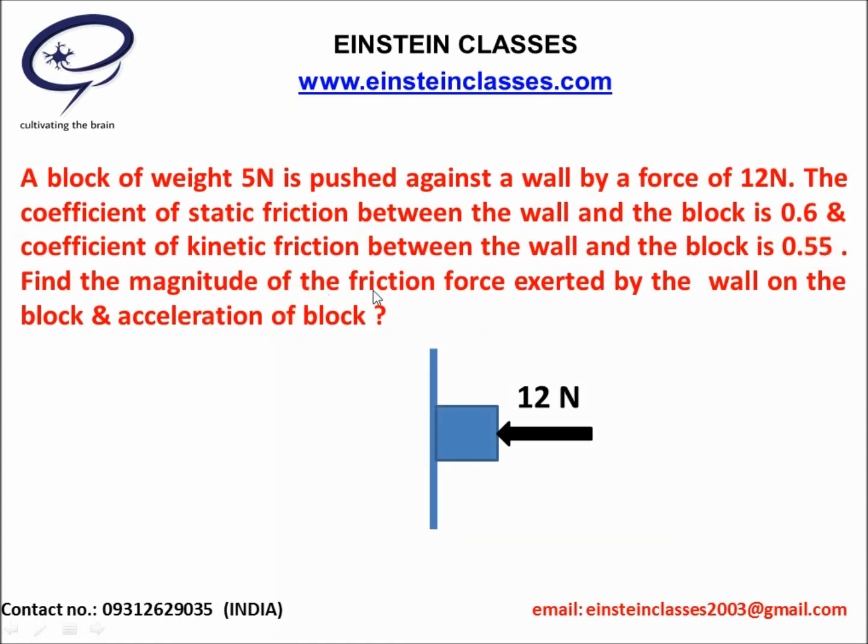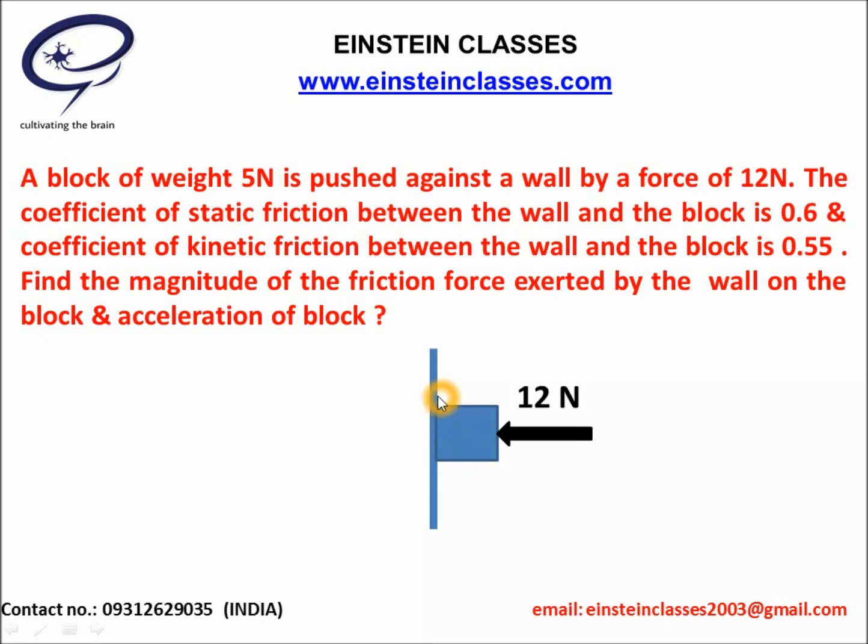We have to find the magnitude of the frictional force exerted by the wall on the block, and we have to find the acceleration of the block, right? In this problem, we do not know about the motion of this block against this wall. That means the block is not moving along the wall, or the block can move along the wall. First of all, assume that the block is at rest, but the block has the tendency of motion vertically downward due to the weight mg which is acting vertically downward, right?